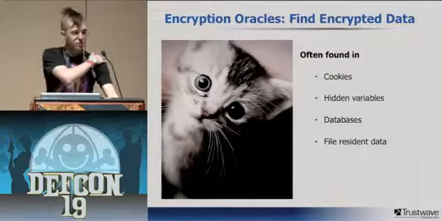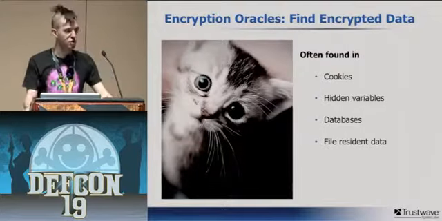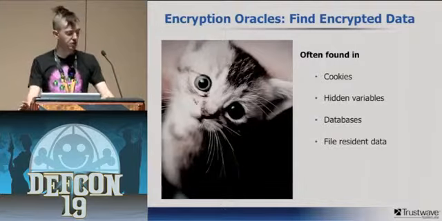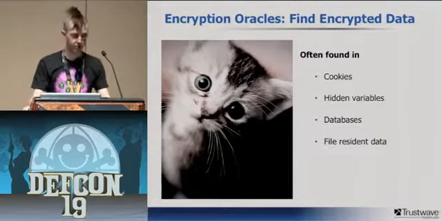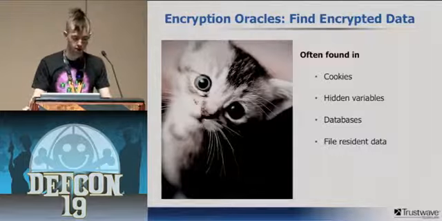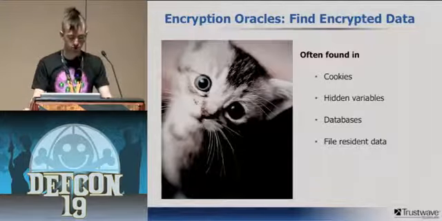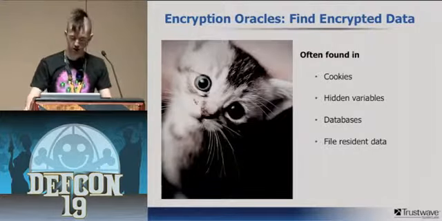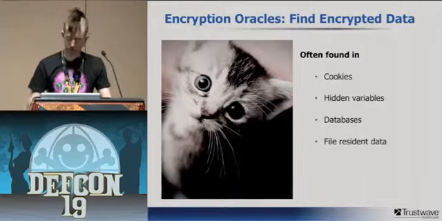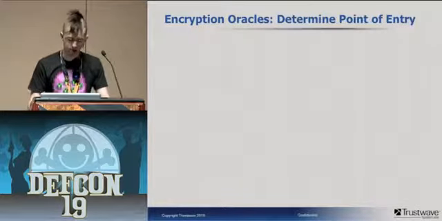So again, we're looking for encrypted data when we're talking about encryption oracles, but in this particular case, we're looking for it as output as opposed to as input. You'll frequently find this sort of thing in cookies and hidden variables, in databases, in file resident data. And then the next thing that you're going to need to do is to determine the point of entry.